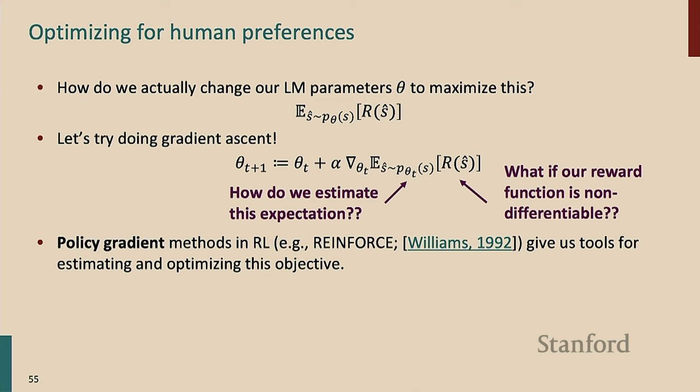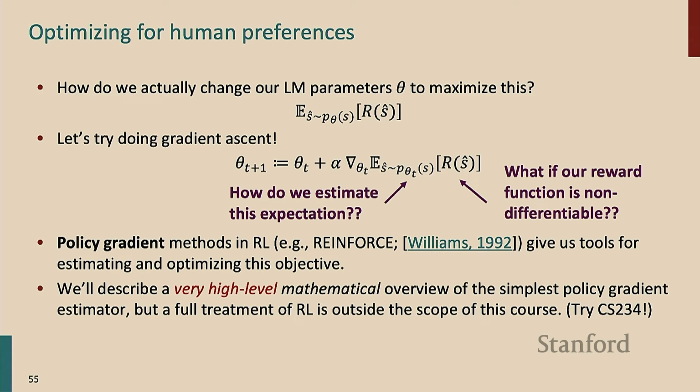So there's a class of methods in reinforcement learning called policy gradient methods that gives us tools for estimating and optimizing this objective. And for the purposes of this course, I'm going to try to describe the highest level possible intuition for this, which looks at the math and shows what's going on here. But it is going to omit a lot of the details, and a full treatment of reinforcement learning is definitely outside of the scope of this course. So if you're more interested in this kind of content, you should check out CS224, reinforcement learning, for example. And in general, this is going to get a little mathy, but it's totally fine if you don't understand it. We will regroup at the end and show what this means for how to do RLHF.